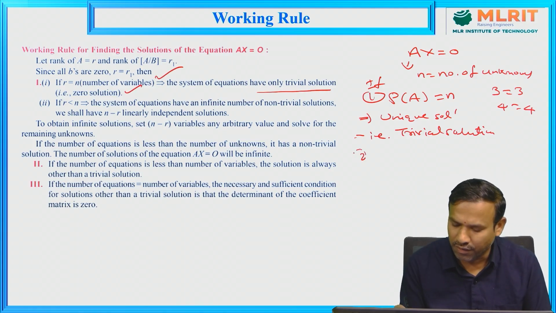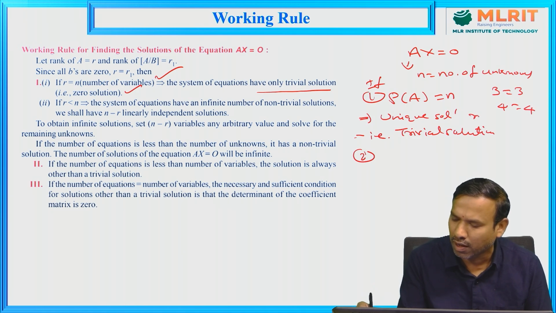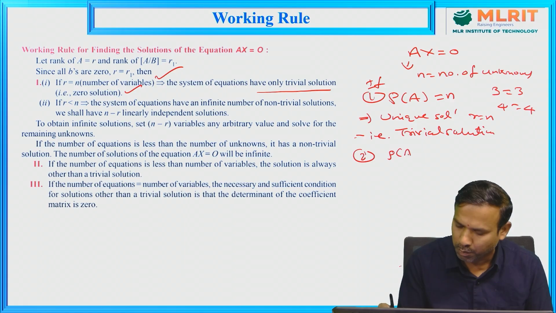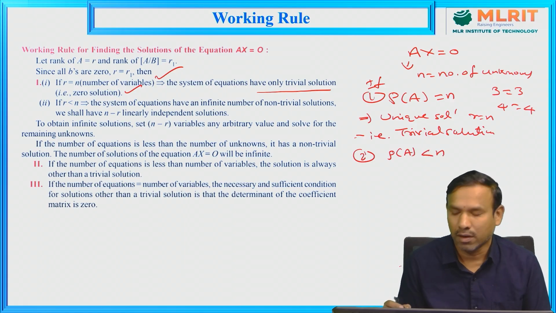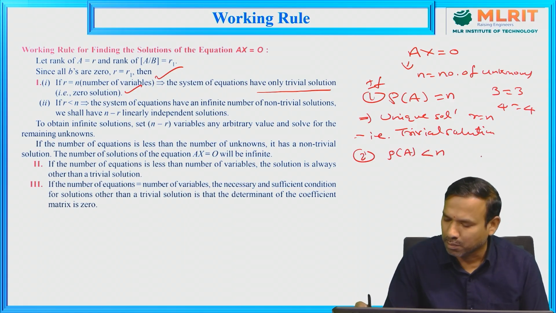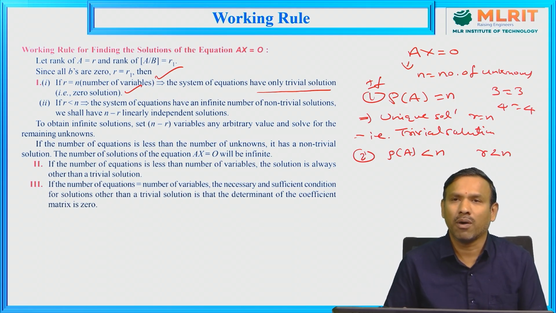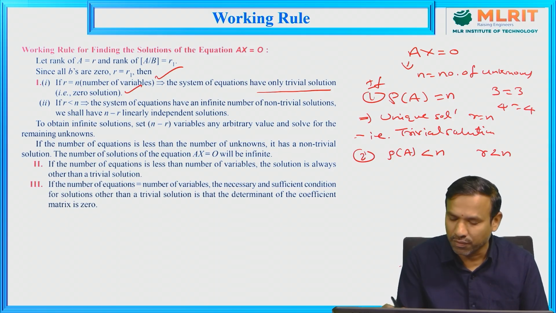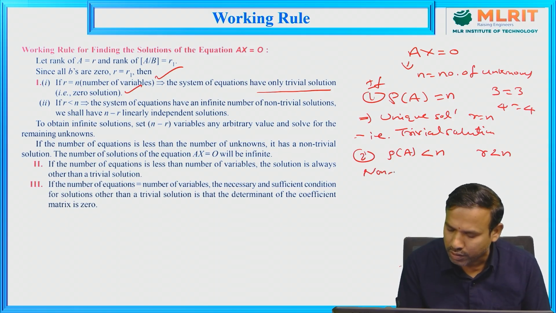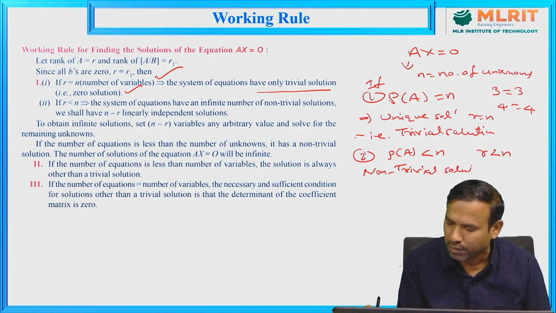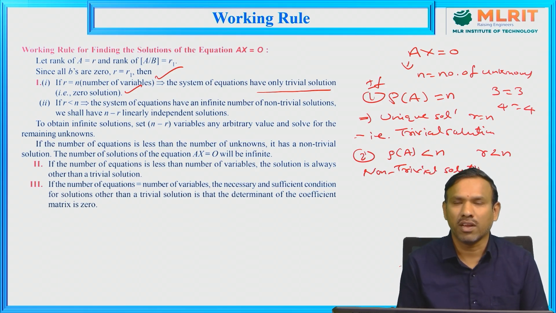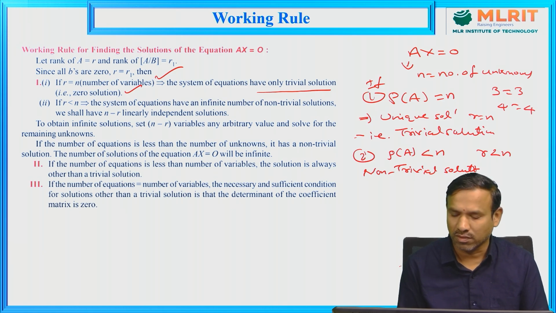The second case: suppose rank of A is less than n, that is, R is less than n. As in the non-homogeneous system, we have an infinite number of solutions. Here also there are infinitely many, but we call them non-trivial solutions.